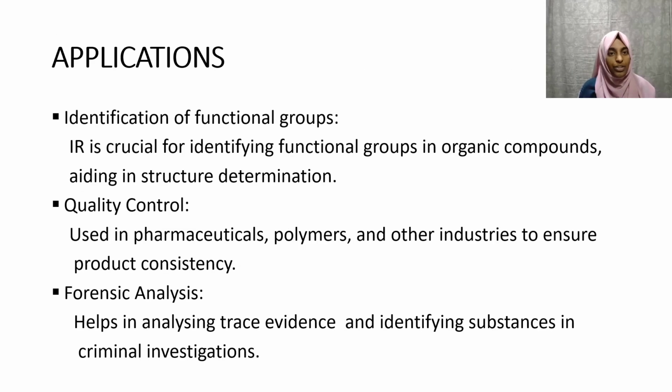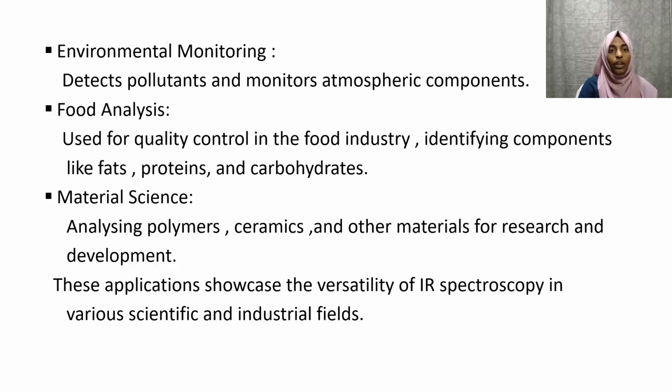Now going to the applications. As we discussed earlier, it is used to identify functional groups. IR is crucial for identifying functional groups in organic compounds, aiding in structure determination. Next one is quality control. It is used in pharmaceuticals, polymers, and other industries to ensure product consistency. Forensic analysis. It is used in forensic labs to trace evidence and identify substances in criminal investigations. Environmental monitoring detects pollutants and monitors atmospheric components.